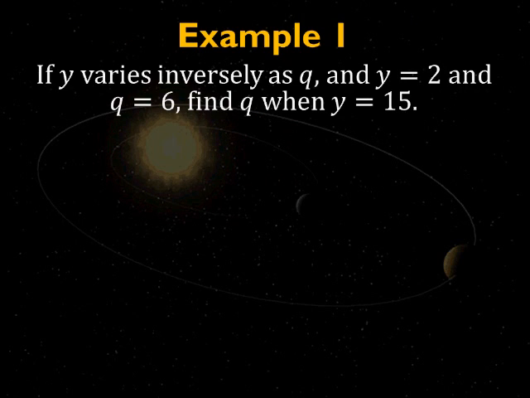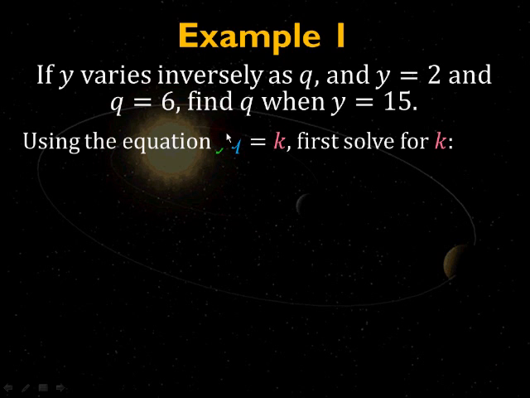Example 1. If y varies inversely as q, and y equals 2 and q equals 6, find q when y equals 15. Alright, so the first thing you need to establish is what kind of relationship we have. Well, it tells you it's an inverse relationship. So we need to come up with some sort of equation that describes the relationship. So we know that with inverse proportion and inverse variation, y times q in this case equals k. If you look at the example from before, it was xy equals k. So just take the two variables, and if they are inversely proportional, you know that y times q equals k.